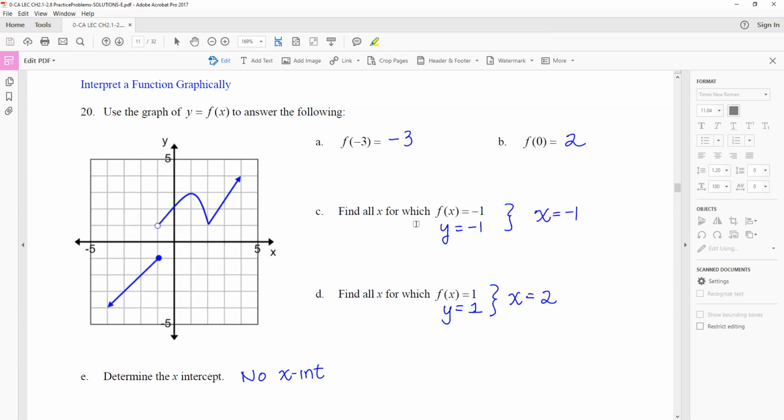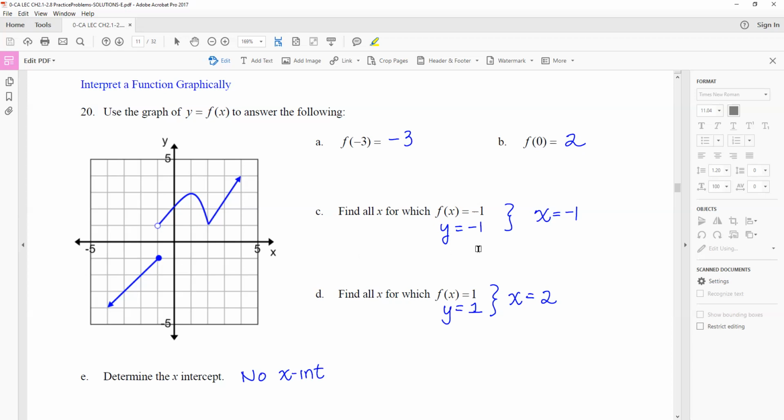Okay, interpret a function graphically. In this case, with a substitution value of -3 for x, we are trying to find out the value of y. So we go to x equals -3, 1, 2, 3, and we go down and we see that y is -3. Here we have, for a substitution of x equals 0, we want to find y. So here we see that it meets here, so it's 2.